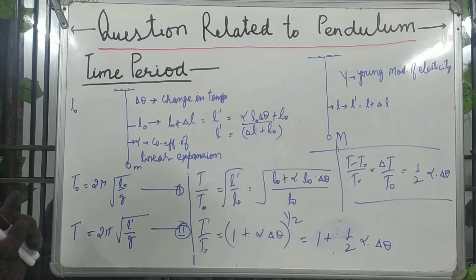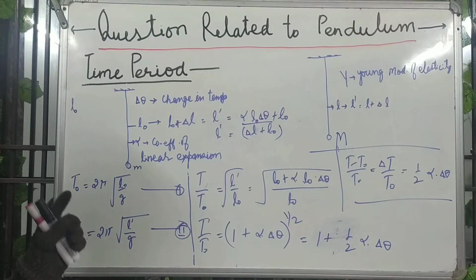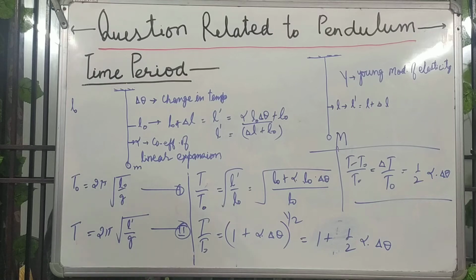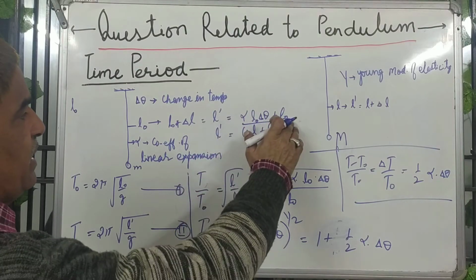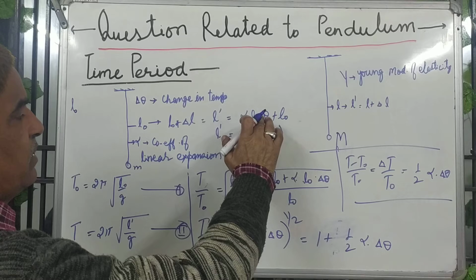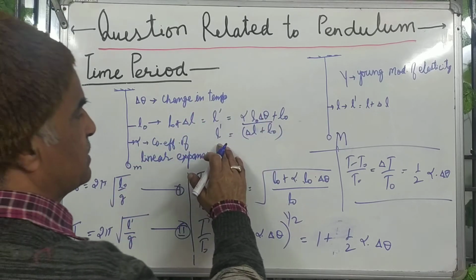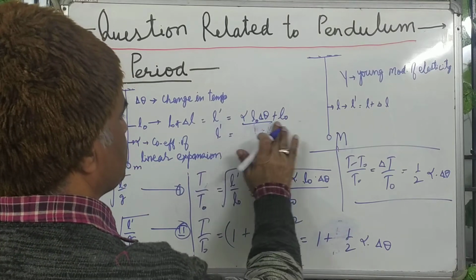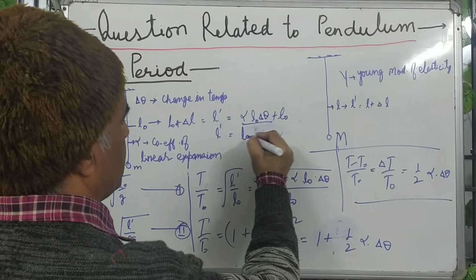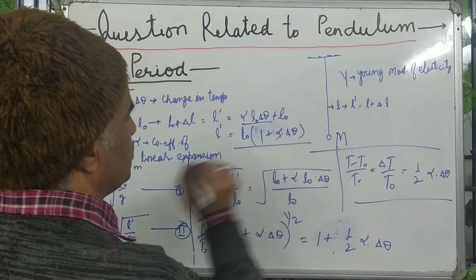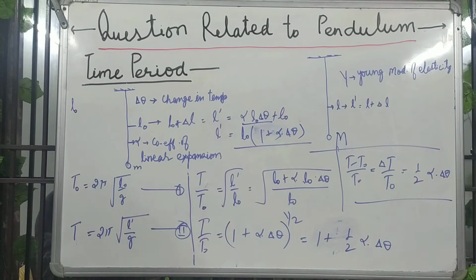Otherwise, our answer is this. This was the initial time period, and the new time period is this. In that, L dash equals L naught plus alpha L naught delta theta. You may write it this way also: L dash equals L naught, taking common, 1 plus alpha into delta theta. You can substitute this value also, that is your answer for the time period.